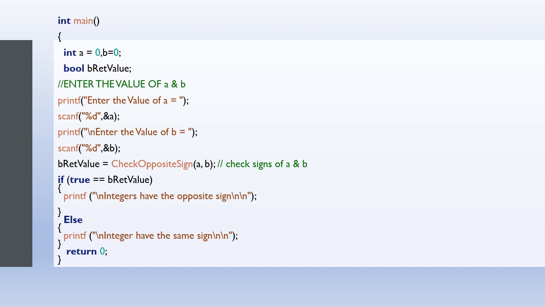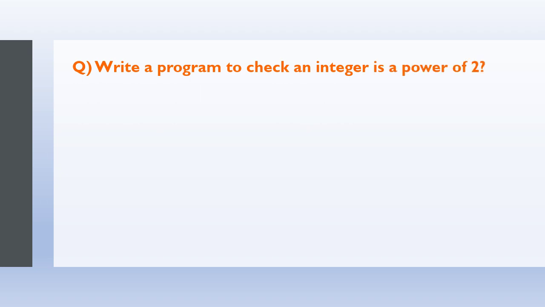Write a program to check whether an integer is a power of 2. That is, 2, 4, 8 are powers of 2, right? Here I am writing a small algorithm to check the power of 2. If a number is a power of 2, the flag will be 1.